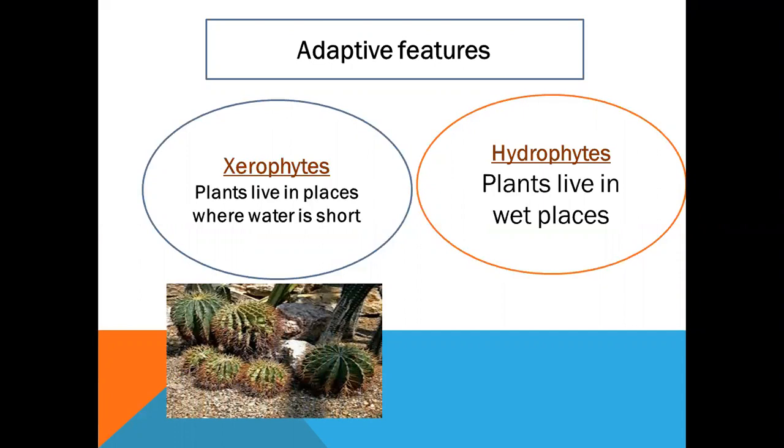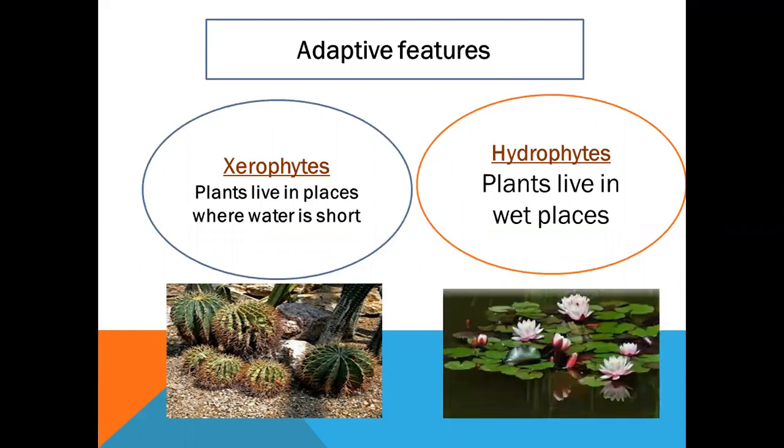Xerophytes are plants that live in places where water is short. I explain one example for this part, such as desert plants, such as cacti. Let's check the figure below. The cacti come from the xerophytes that live inside the desert, where there is little water. But in the opposite direction, hydrophytes.